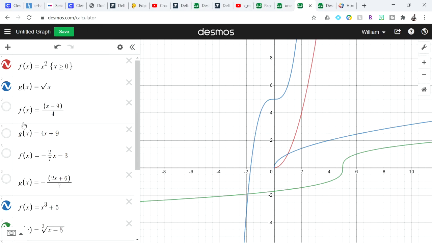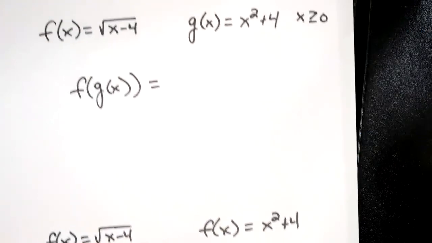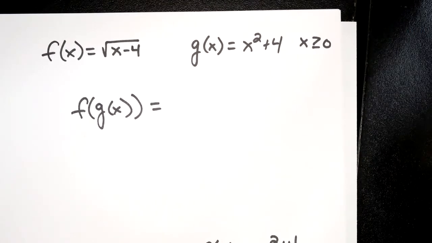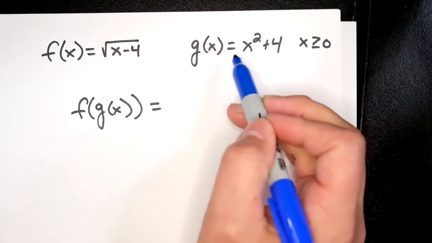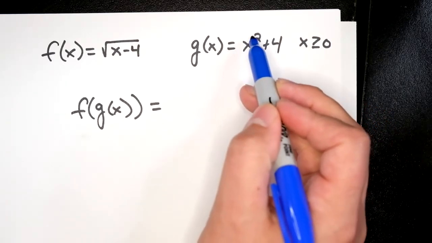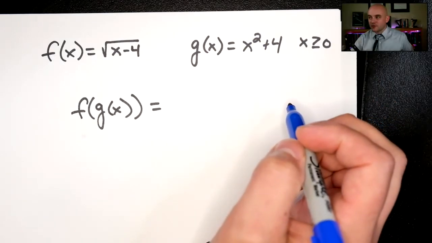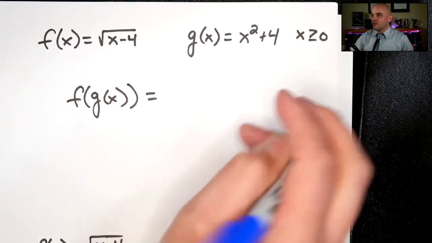Actually, I've got a couple examples here. Let's look at this one right here. So we've got the square root of x minus 4 and x squared plus 4. Notice that I am restricting the domain again because we got this x squared function going on. So we have to restrict the domain again, or we don't have a one-to-one function.